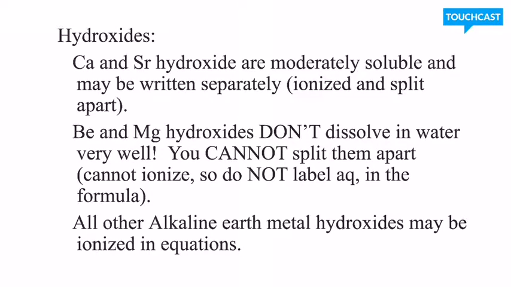Hydroxides are kind of unique. Calcium and strontium hydroxide are moderately soluble, and they can be written separate, like you can ionize them. They're aqueous, AQ. But if you ever see beryllium and magnesium next to your hydroxide, you don't want them to be dissolved, so you would label them as a solid. All of the other alkaline earth metals with hydroxides may be ionized in those equations. They could be labeled AQ.